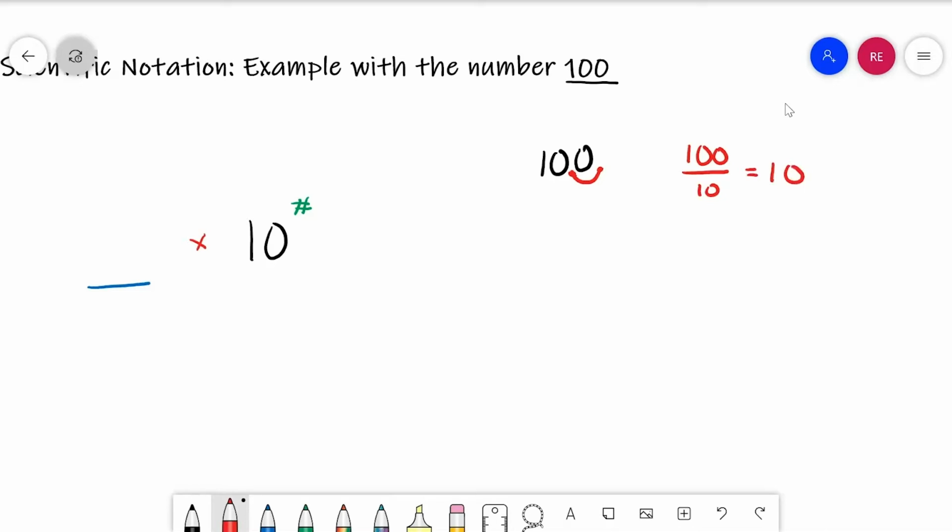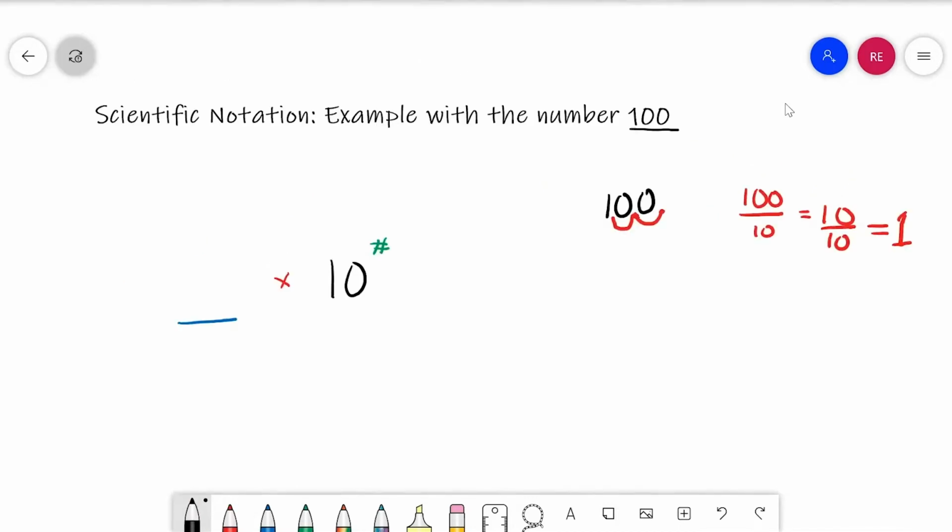If we were going to move the decimal over one more time, that would again be dividing by 10, and we would get the number 1. Number 1 is in the ones place. So we can see that by dividing by 10 two times, we were able to get the number 1. This 1 will go into our ones place.